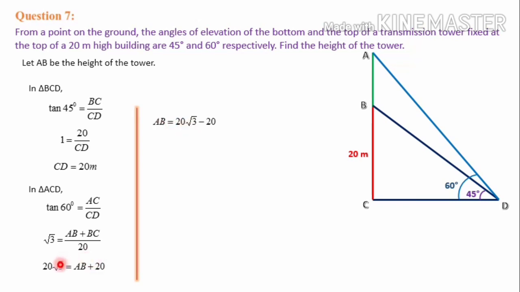This 20, when it goes to the left side, it becomes minus 20. Then from here 20 we can take common, that is 20 into the first term root 3 is the balance, and in the second term 20 is out, so only 1 remaining. So 20 into root 3 minus 1 meter. Then the height of the tower, that is AB, we have calculated. AB is the height of the tower. So therefore the height of the tower is 20 into root 3 minus 1 meter.